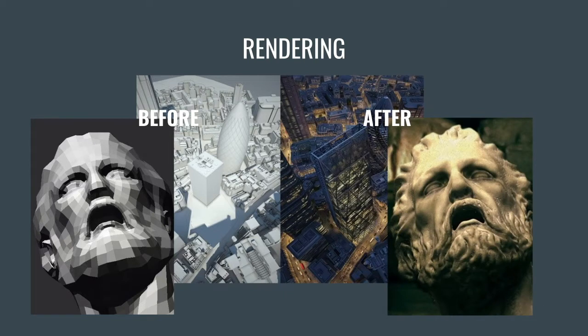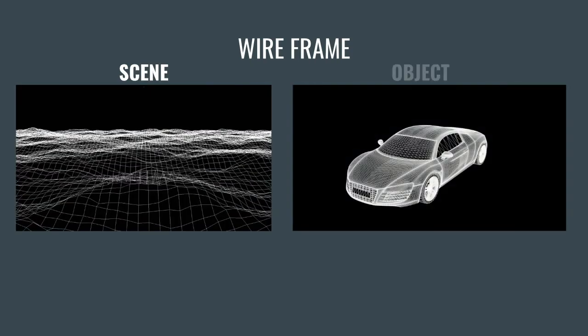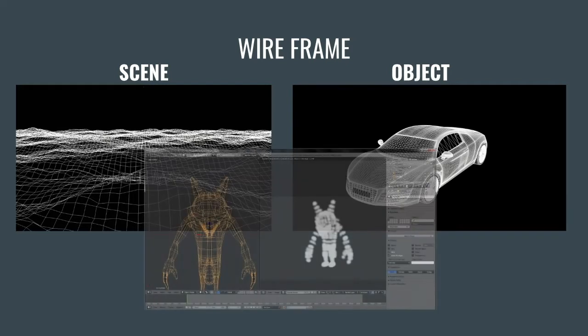So next we have wireframe. Wireframe is a 3D model based on the vertices and lines, and they provide the most basic representation of a 3D scene or object. These are used as a starting point in 3D modeling, and they create a frame for the 3D structure.